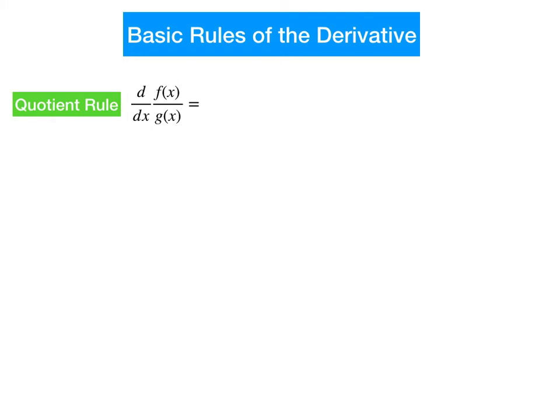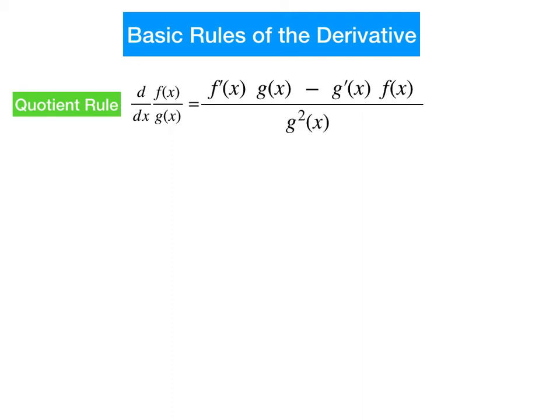Now the next rule is the quotient rule. The quotient rule says the derivative of a quotient f of x divided by g of x equals the derivative of f of x times g of x, minus the derivative of g of x times f of x, divided by g of x squared. In this case, g of x has to be not equal to 0.